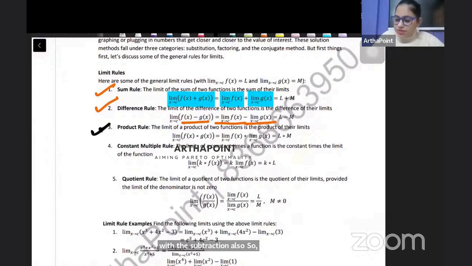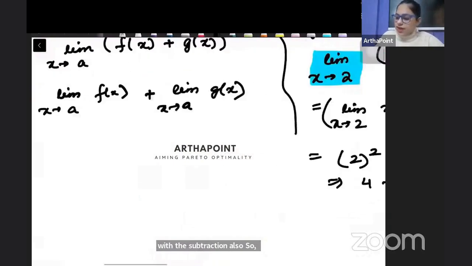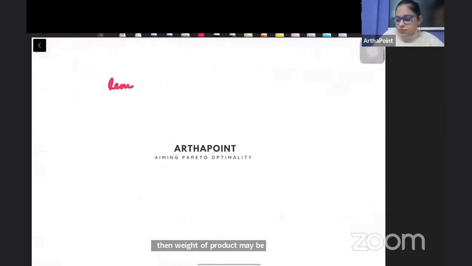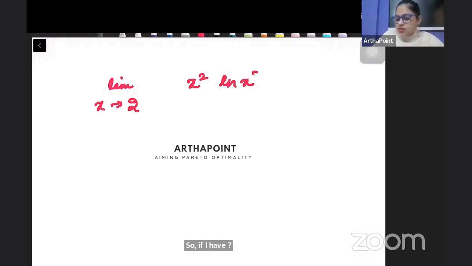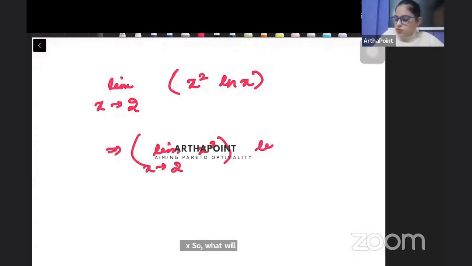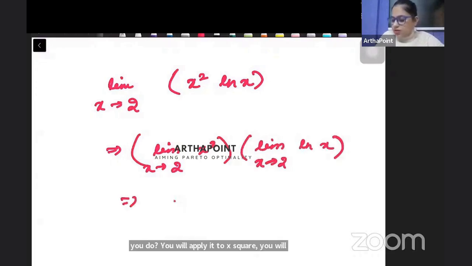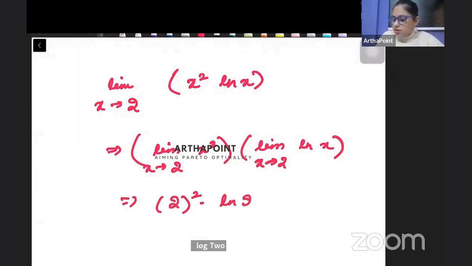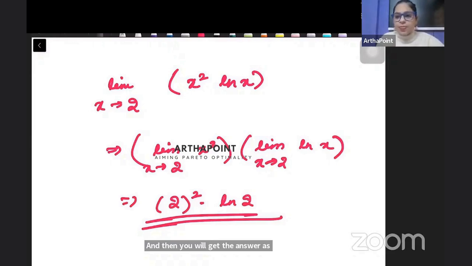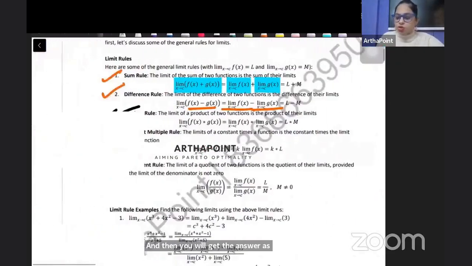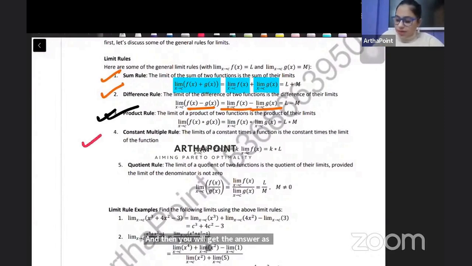Then, beta, product में भी limit can be defined in a similar way. So if I have limit x tends to 2 of x square log x, product है. So what will you do? You will apply it to x square, you will apply it to log 2, and then you will get the answer as 2 square ln 2. बस ये आंसर हो गया, right? So you can apply it to your product, you can apply it to any constant multiplication.